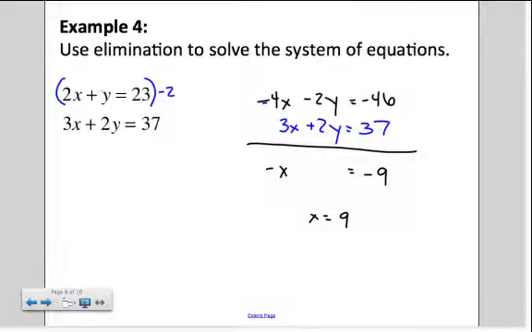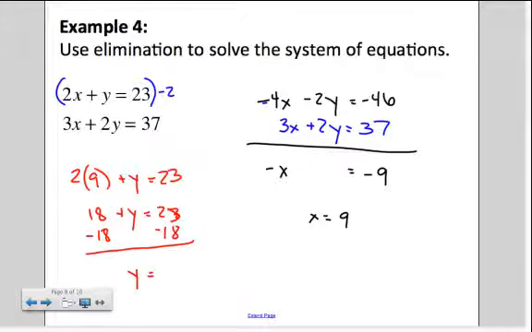I'm going to pick one of these equations. I like the fact that this has smaller numbers in it. I don't know about you. I don't want to have to divide by 2 in the end. So I'm going to just go ahead and use the original equation, 2x plus y equals 23, and plug in 9 for x. So I have 2 times 9 plus y equals 23. So that's 18 plus y is 23. Subtract 18. Y equals 5. And that gives me the point 9, 5. Awesome.